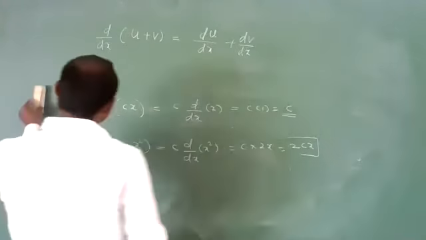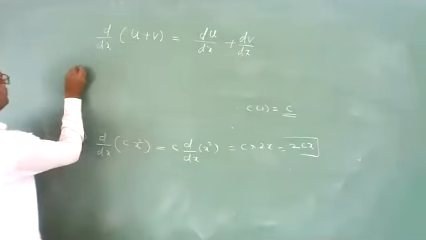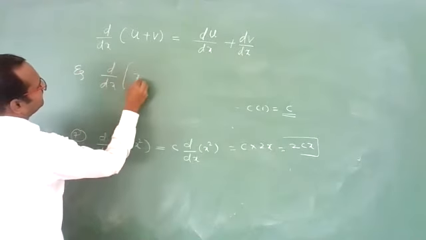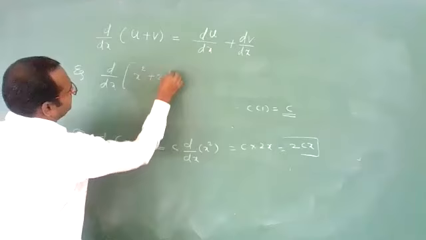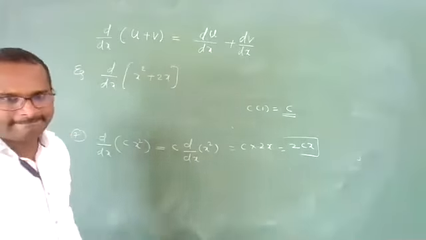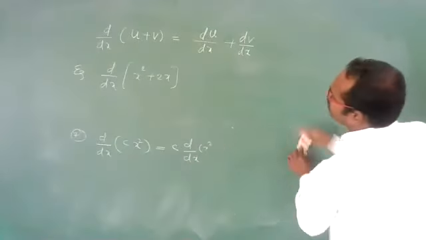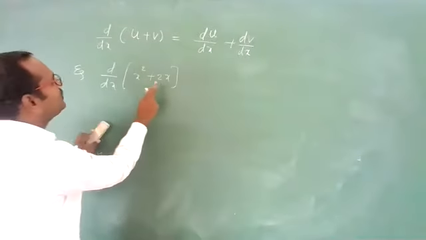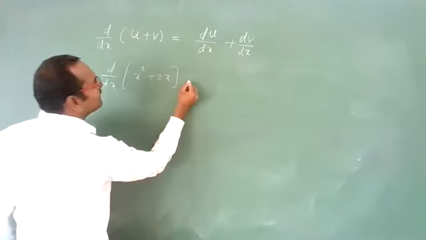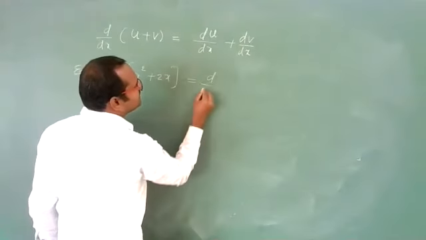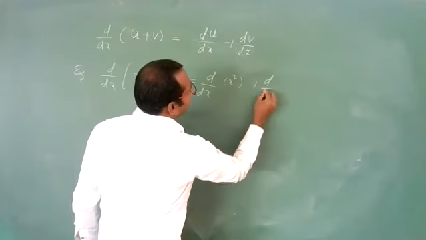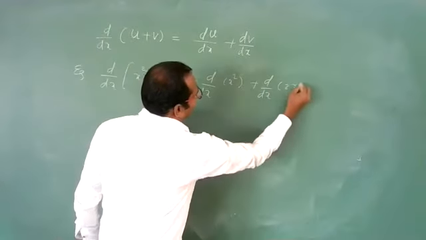For example, see students, if you want to differentiate a function like this, x square plus 2x, then what you will get? What you need to do? You need to write like this. You consider x square as u and 2x as v. You will get d by dx of x square plus d by dx of 2x. That's it.